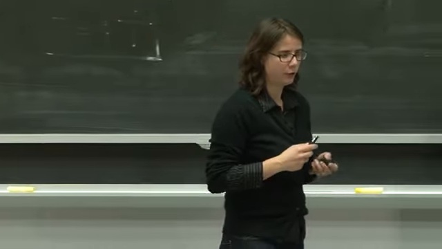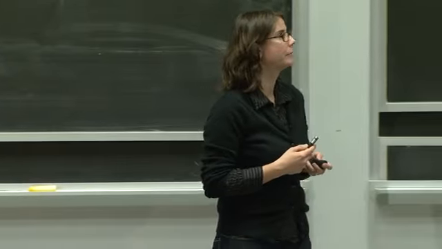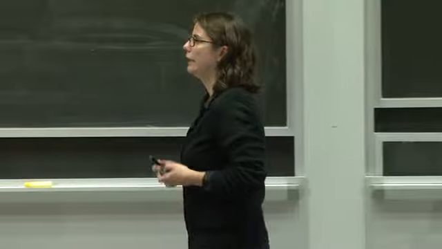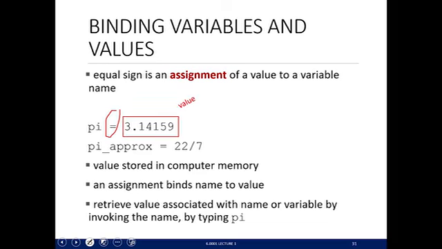So to save a value to a variable name, you use the equal sign. And the equal sign is an assignment. So it assigns the right-hand side, which is a value, to the left-hand side, which is going to be a variable name. So in this case, I assigned the float 3.14159 to the variable pi. And in the second line, I'm going to take this expression, 22 divided by 7. I'm going to evaluate it. It's going to come up with some decimal number. And I'm going to save it into the variable pi underscore approx.